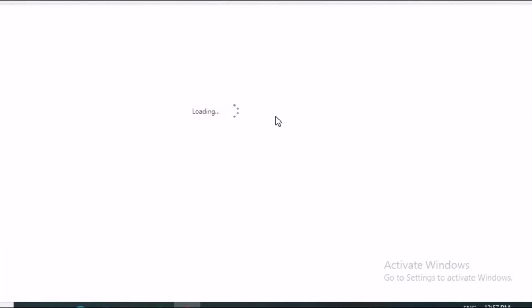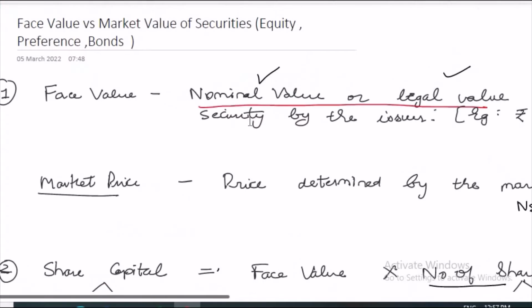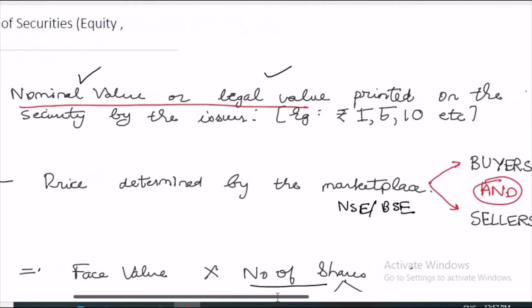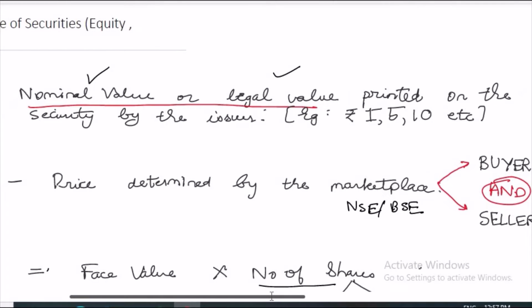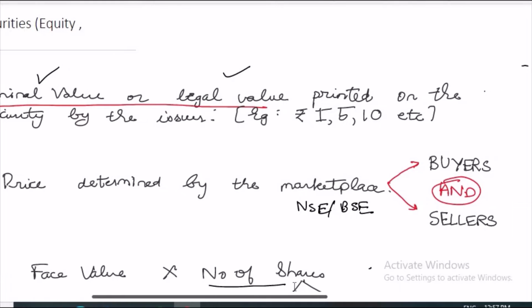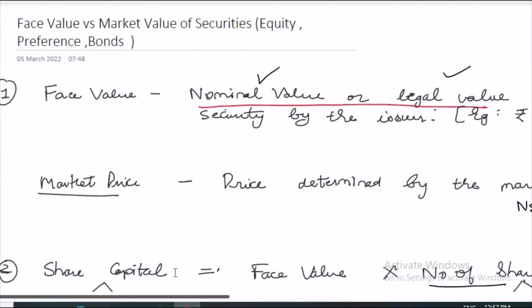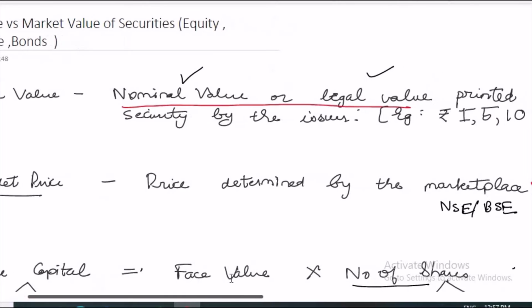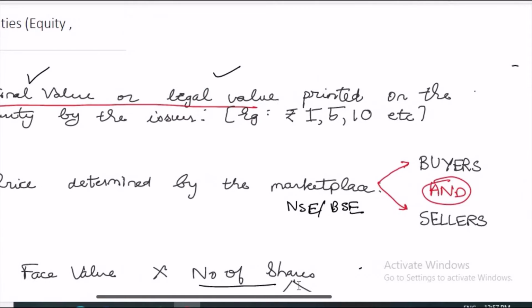What is the difference between face value and market value? Face value is the nominal or legal value printed on the security by the issuer, for example 1 rupee, 5 rupee, 10 rupee, etc. Market price is determined by the marketplace, buyers and sellers. The marketplace is basically our stock exchange: National Stock Exchange, Bombay Stock Exchange.